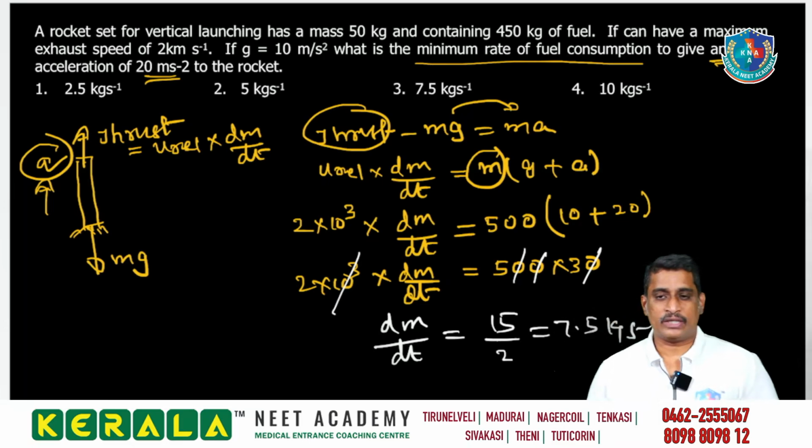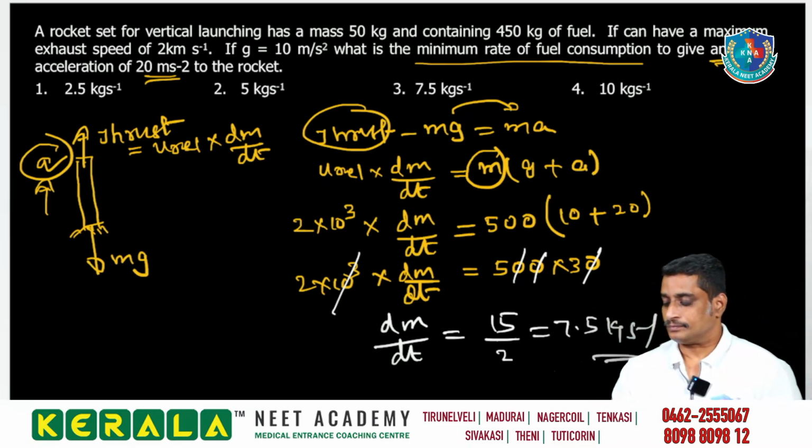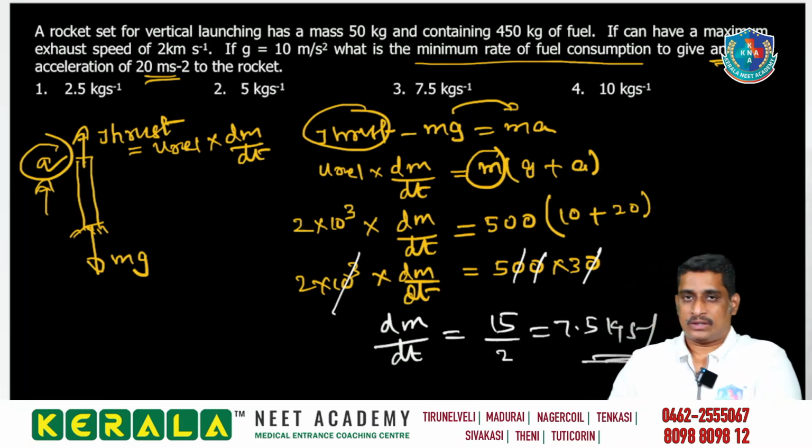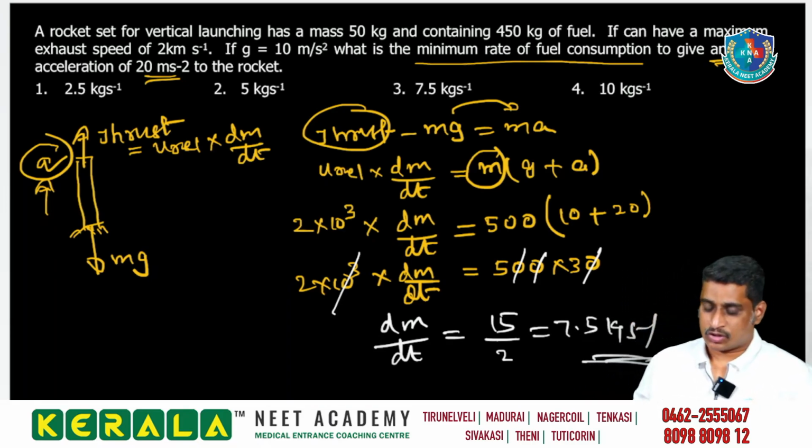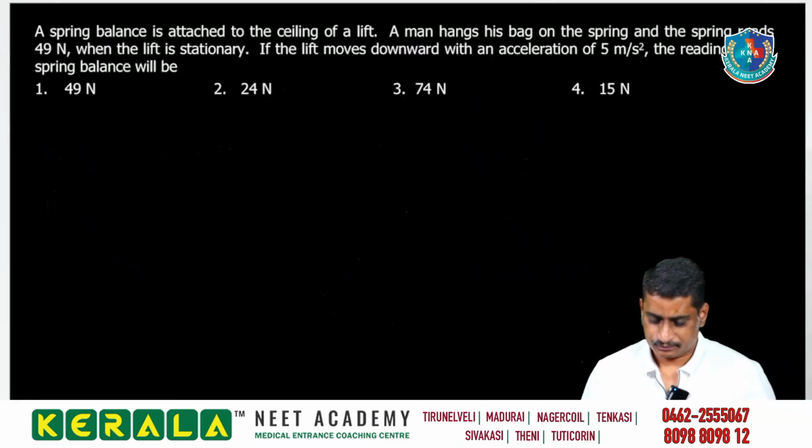7.5 kilograms per second you will get. So it is one of the examples of a variable mass system, rocket propulsion. This case is also very important for the competitive exams.